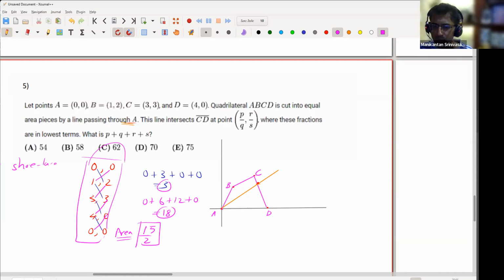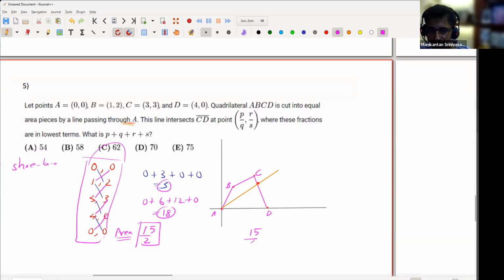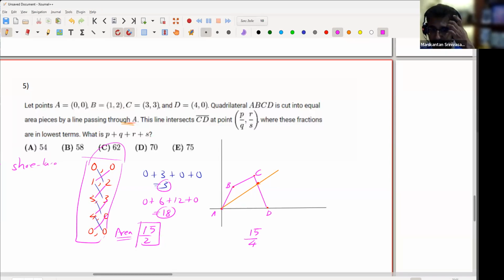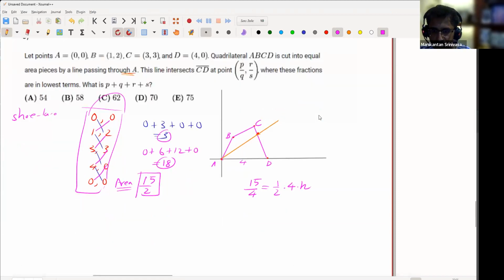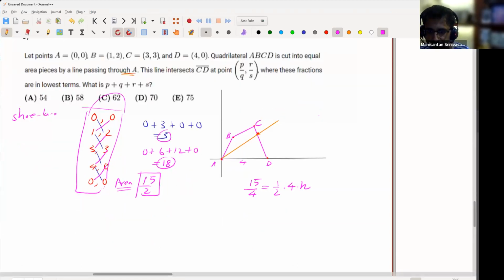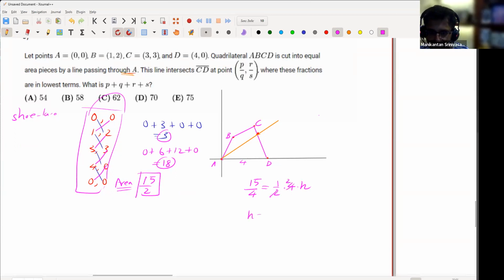Okay, now 15 by 2 is the area of the entire quadrilateral. Now the triangle area has to be exactly half of that, which means 15 by 4 has to be the area of this triangle. But you know the base is how much? The base is 4. So this has to be half into base into height. Now how much is the height? We can figure it out, right? So the height is 15 by 8.